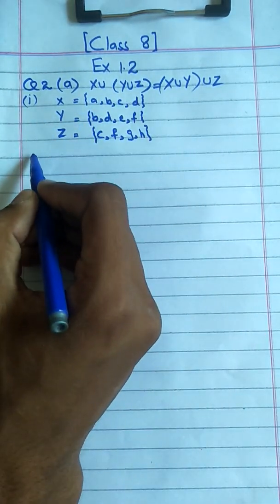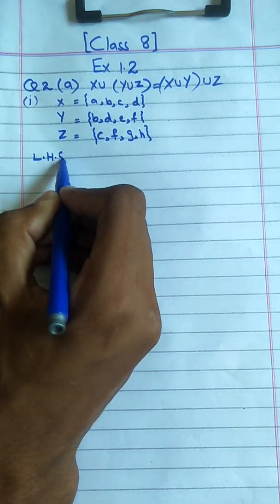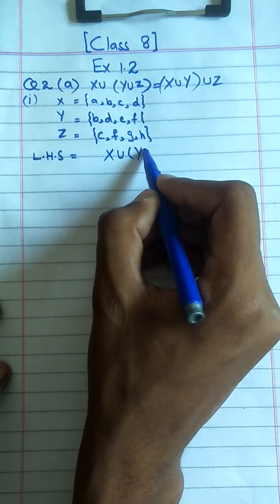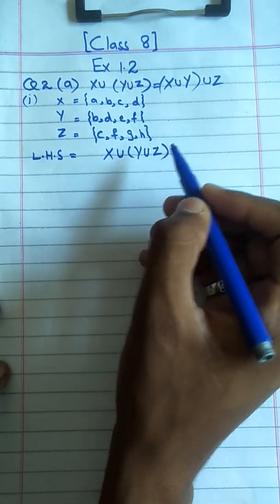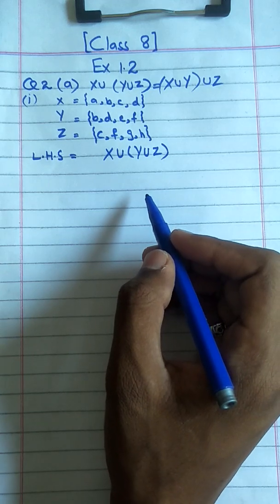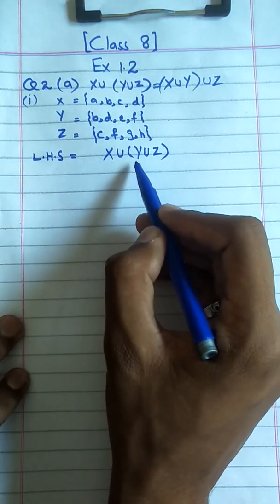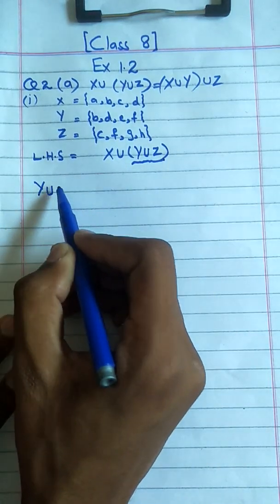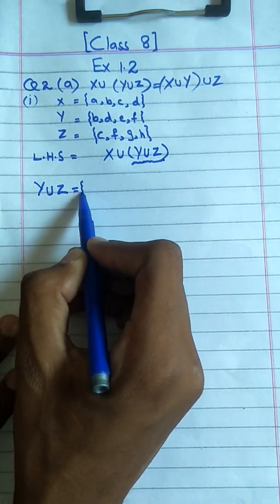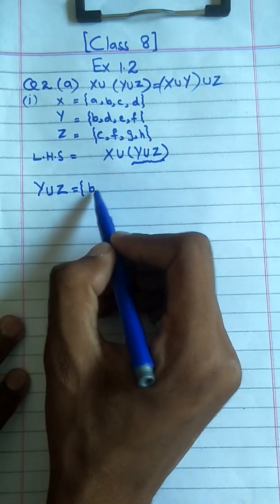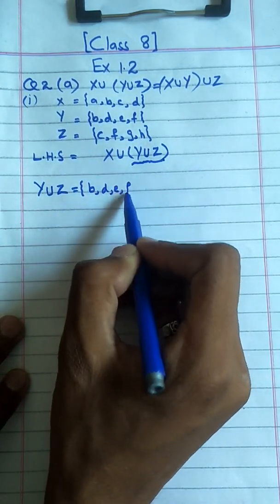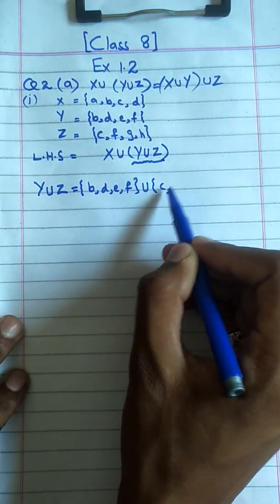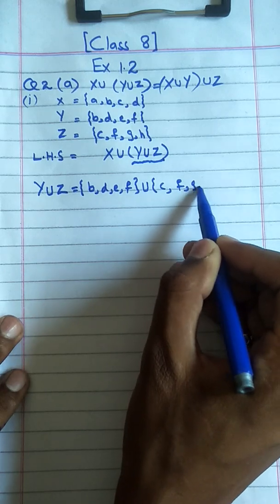So let's take the left hand side, X union (Y union Z). As I mentioned, in this question we have to solve the brackets part first. So first of all solve Y union Z. What is the Y set? B, D, E, F. Then the union sign. What is Z? C, F, G, H.